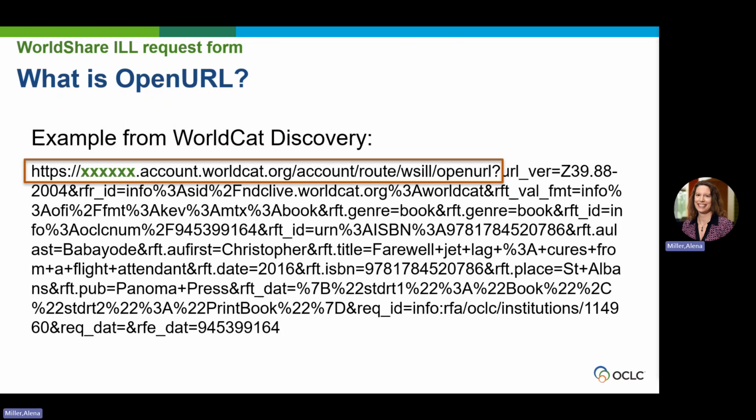In the base URL here, the X's would be replaced with the registry ID or the vanity ID for your library. The base URL provides the location of the form, and the appended information is used to pre-fill fields on the form.